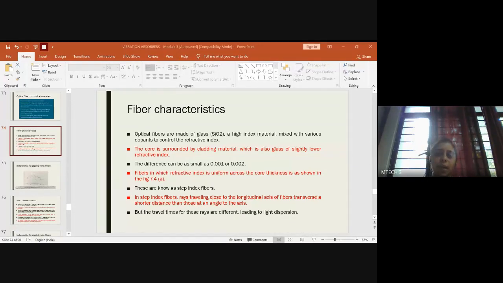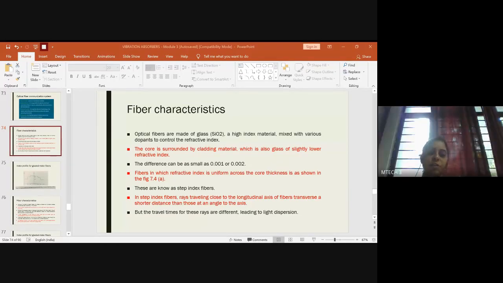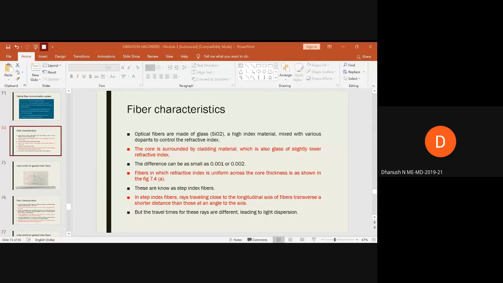So let me ask a few questions related to what you have understood instead of giving you the quiz directly. Dhanush, you're there? Yes, ma'am. So what did you understand in today's class? Ma'am, about the optical fiber communication system, the optical cable, optical detector, the electrical receiver and the destination, ma'am.